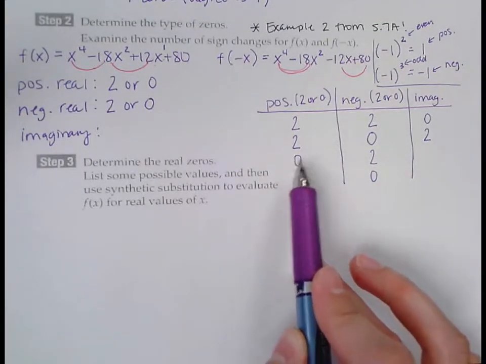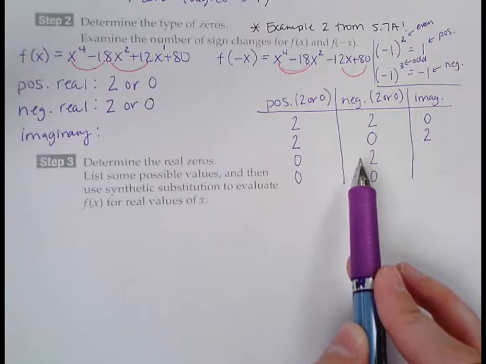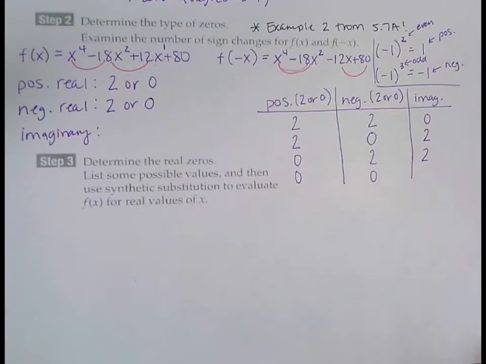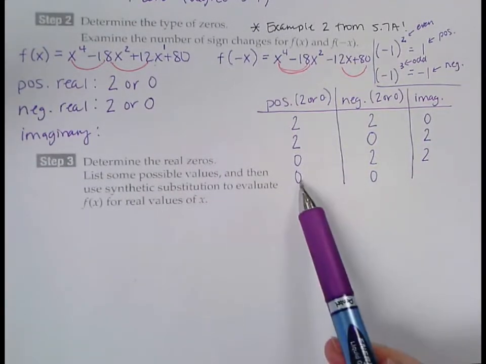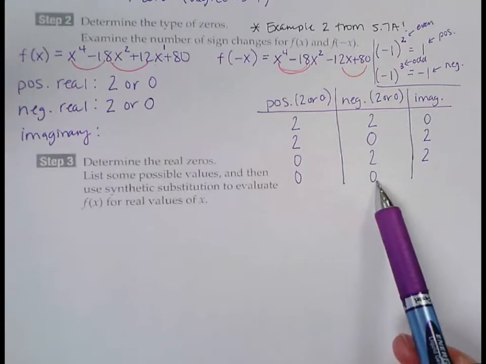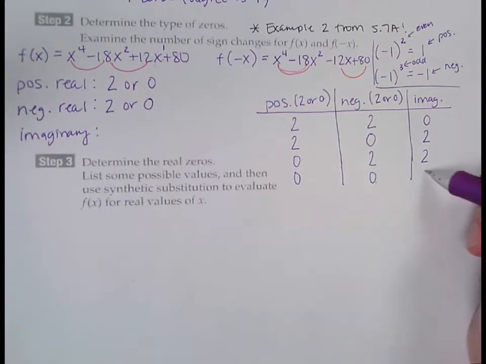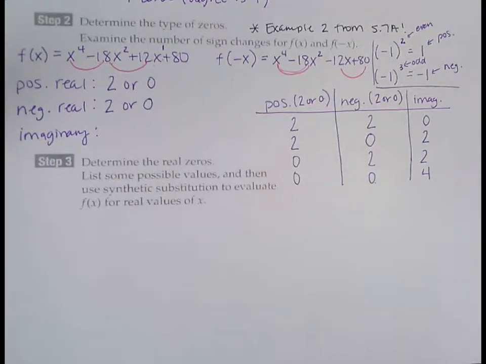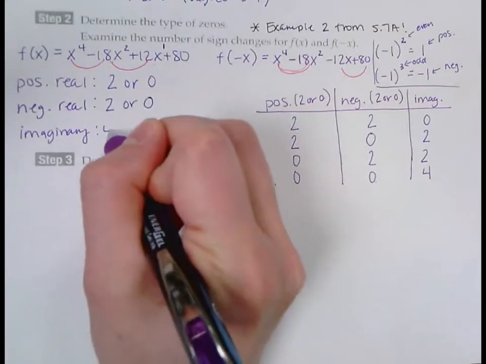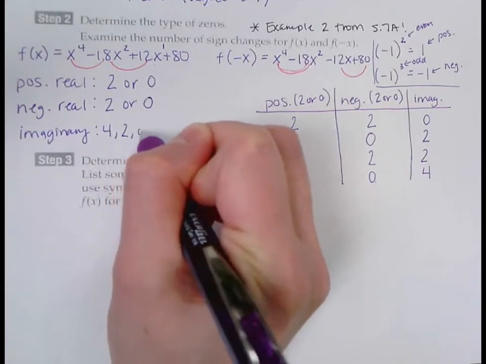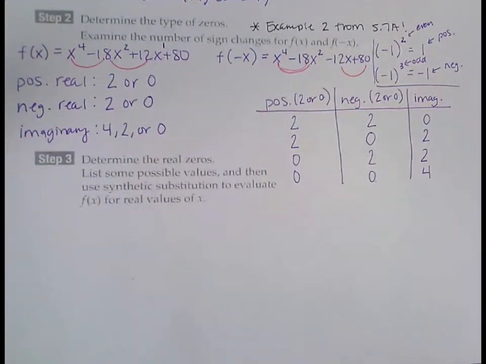So then if I have 0 positive and 2 negative, again, that's only 2. The other 2 have to be imaginary. And if I have 0 positive and 0 negative, that's 0. That means all 4 would have to be imaginary. So these are the possible number of imaginary zeros we could have. We could have 4, we could have 2, or we could have none at all.